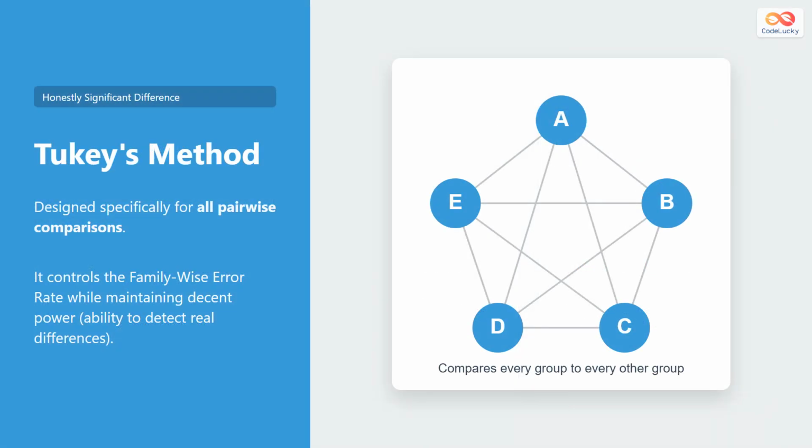Let's look at Tukey's method. This is generally the go-to choice for most researchers. It is designed specifically for situations where you want to compare every single group against every other group. It controls the error rate well without losing too much power, meaning you still have a good chance of detecting real differences that exist.